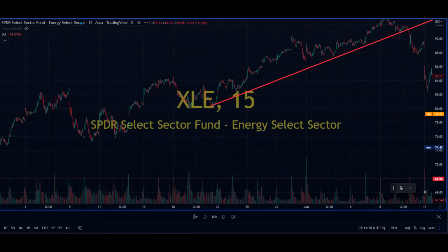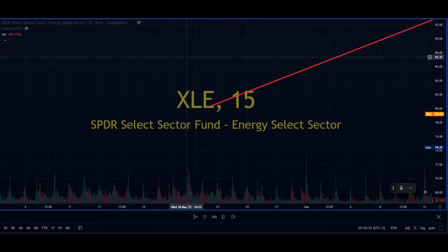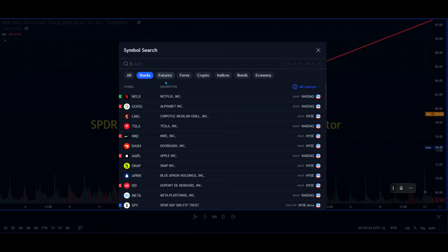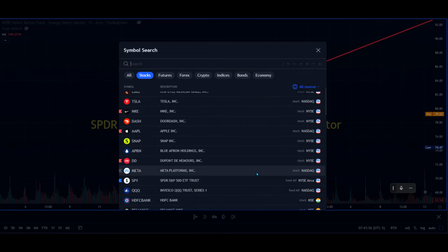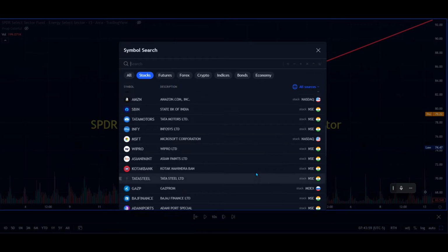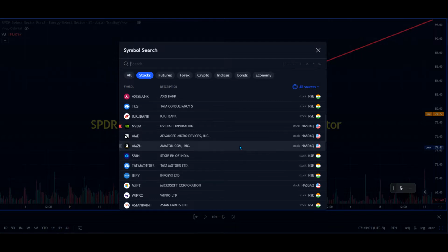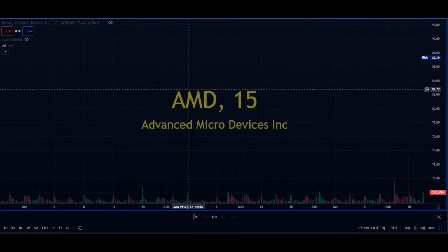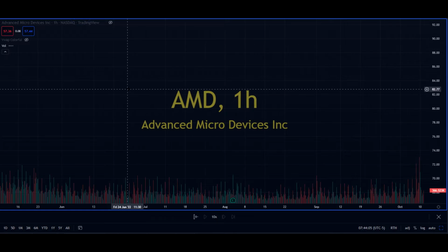Let's do this on the fly here. Go ahead and turn this off. Let's pick another symbol. AMD, I haven't seen that in a while. Let's go back on AMD.